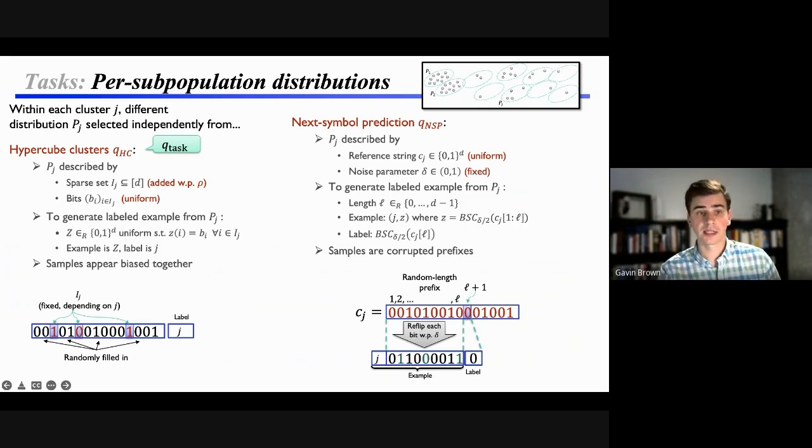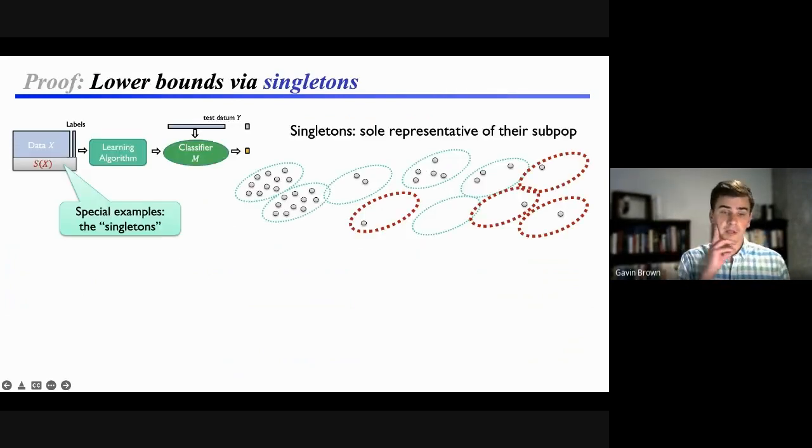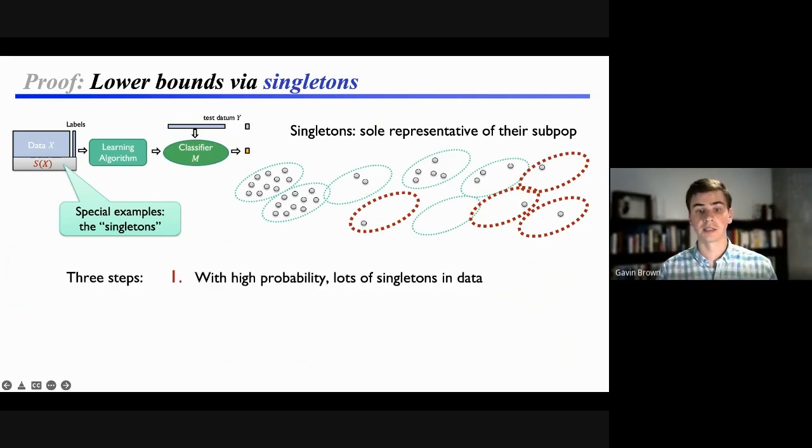So these are the two main tasks that we work with in this first paper. Let's look at how the proof goes at a high level. So I mentioned we have this special set of examples S. We'll call these the singleton examples. They are the sole representative of their subpopulation. So the first step of the proof is to show that there will be many singletons in the data. This is basically by construction.